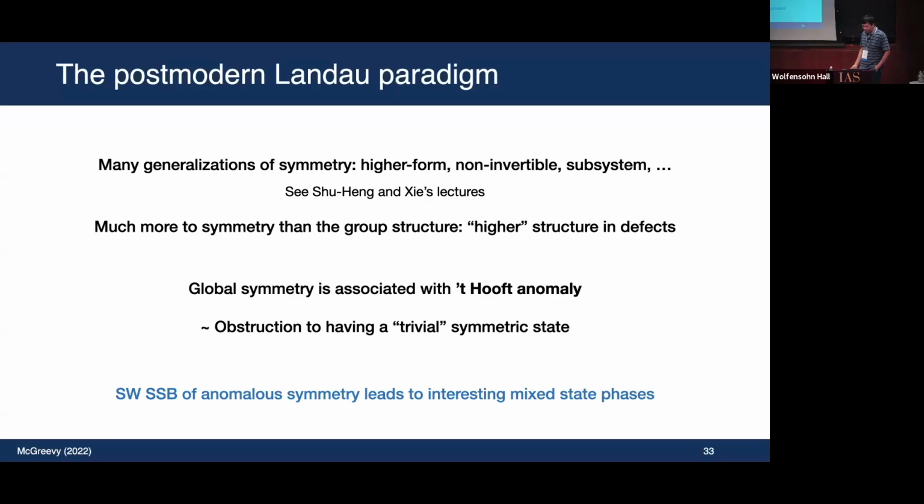Okay, so I'm going to discuss 2 examples, both of which can be categorized as strong to weak symmetry breaking of some anomalous generalized symmetry, to show that if you think about strong to weak symmetry breaking of these anomalous symmetries, we get interesting many-body mixed states, which don't have any counterparts in some sense in pure states. Okay. All right.